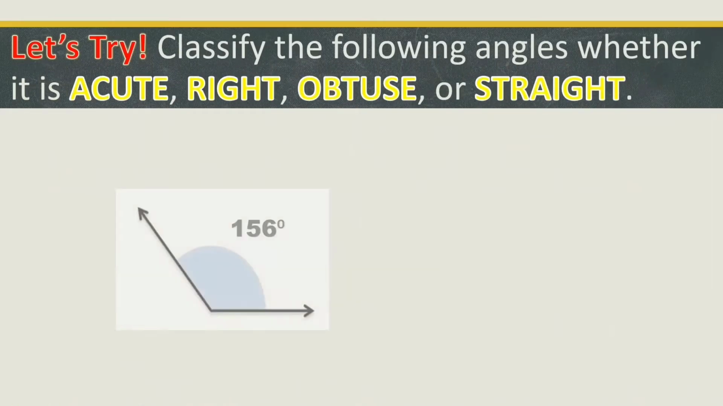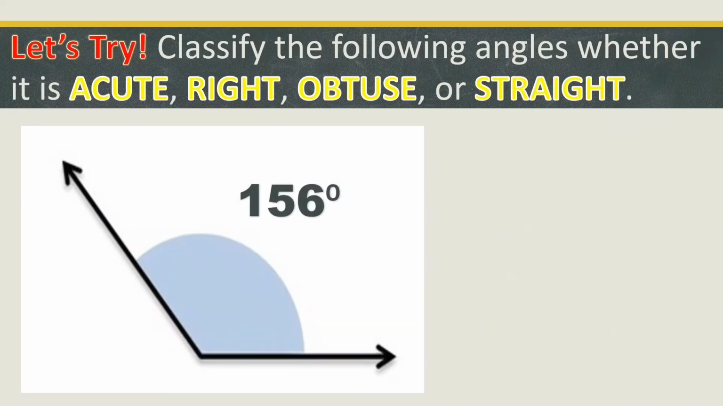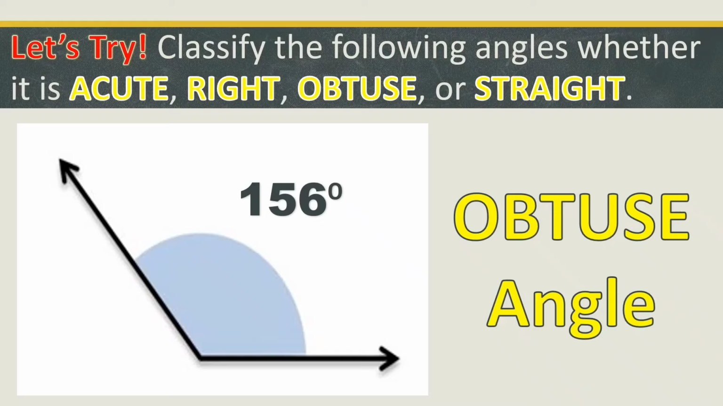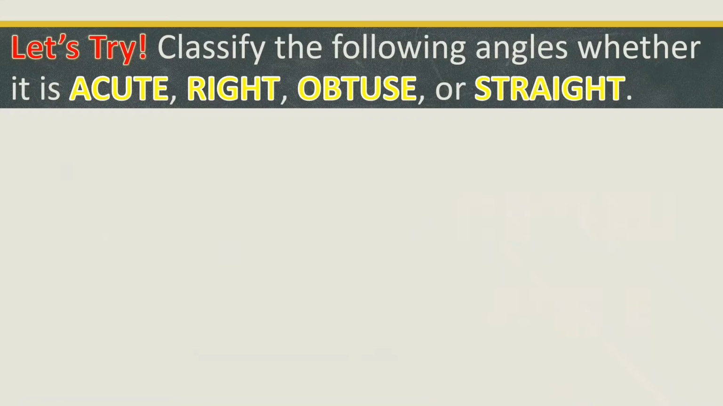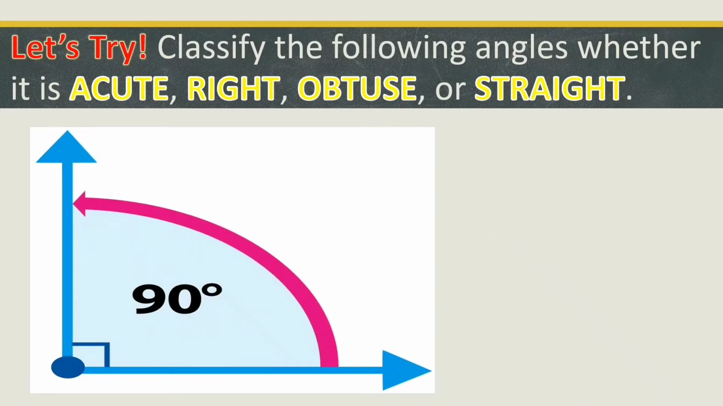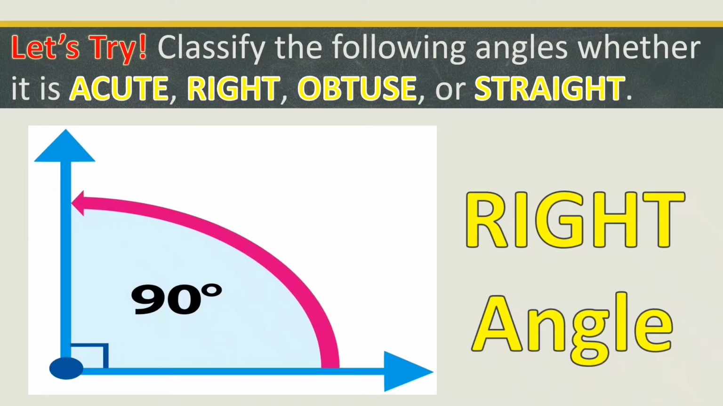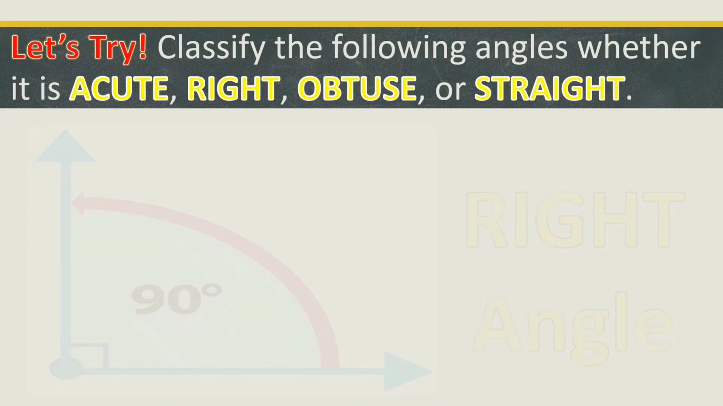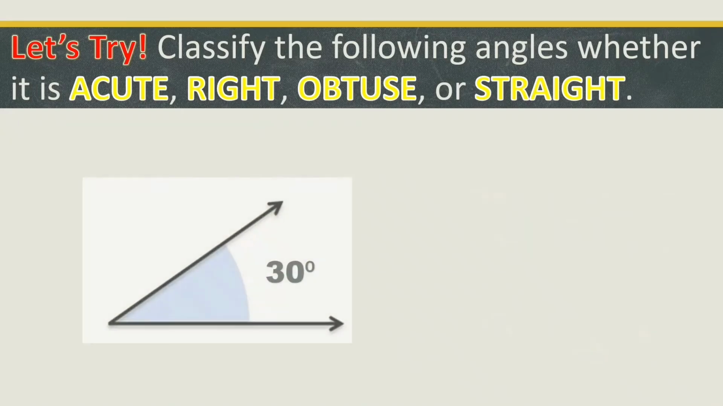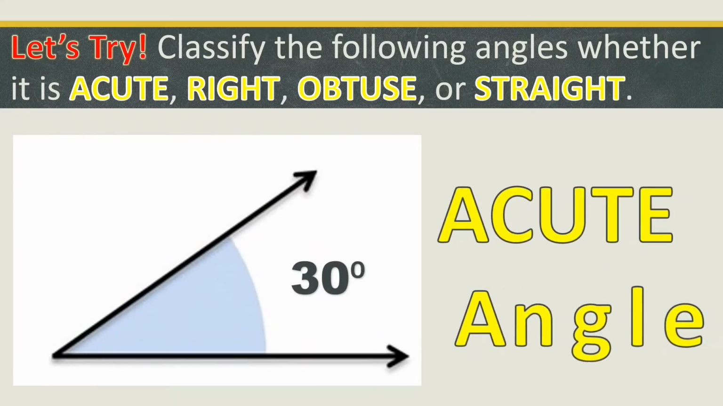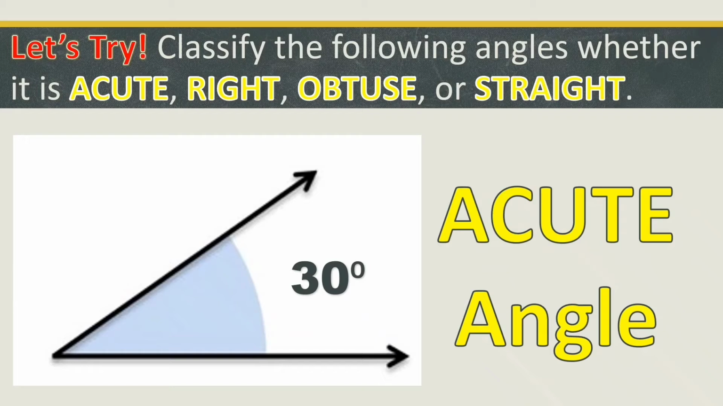Let's try. Classify the following angles. The given angle is an obtuse angle because 156 degrees is greater than 90 but less than 180 degrees. Next, this is a right angle since the measure is exactly 90 degrees. The next angle is, this angle is acute since the measure is greater than 0 but less than 90 degrees.